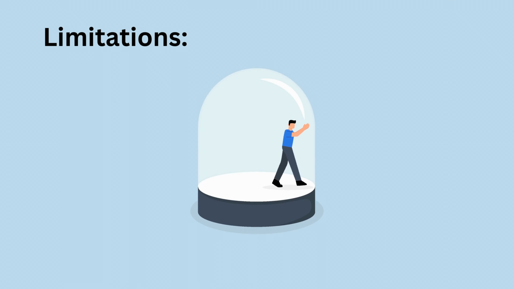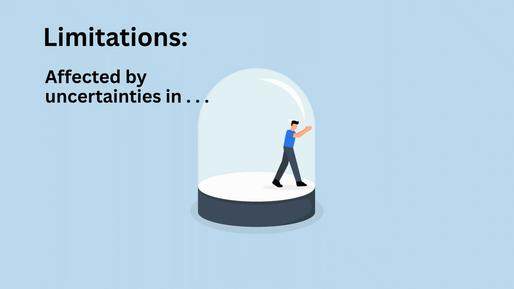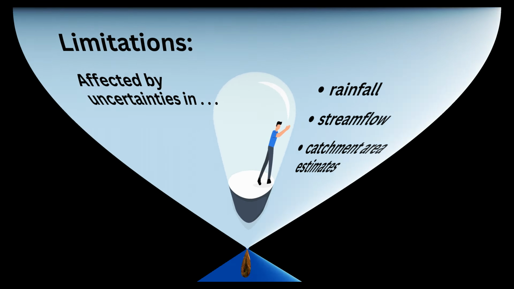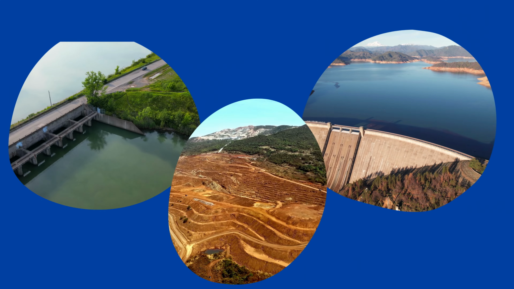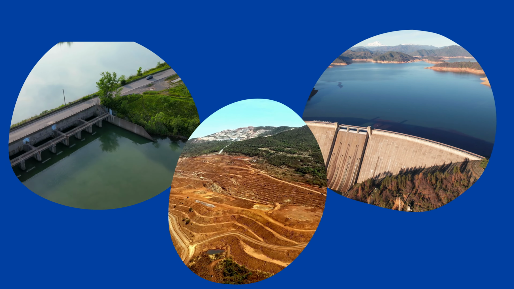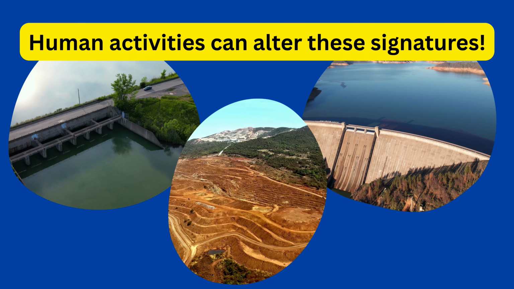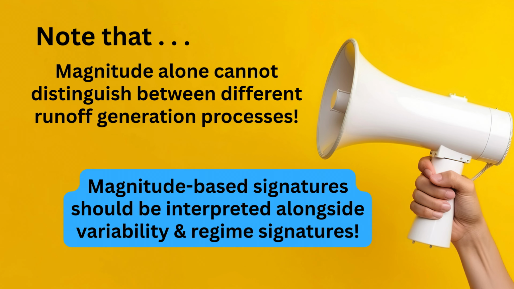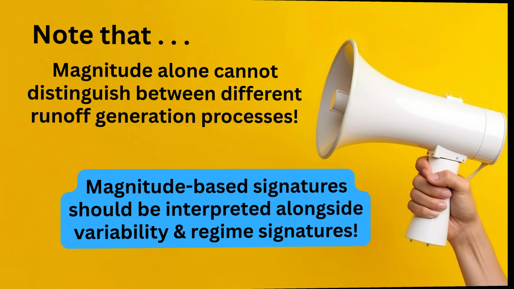However, they also have important limitations. They are affected by uncertainties in rainfall, streamflow, and catchment area estimates. Human activities such as reservoirs, abstractions, and land use change can alter these signatures significantly. More importantly, magnitude alone cannot distinguish between different runoff generation processes. That's why magnitude-based signatures should always be interpreted alongside variability and regime signatures.